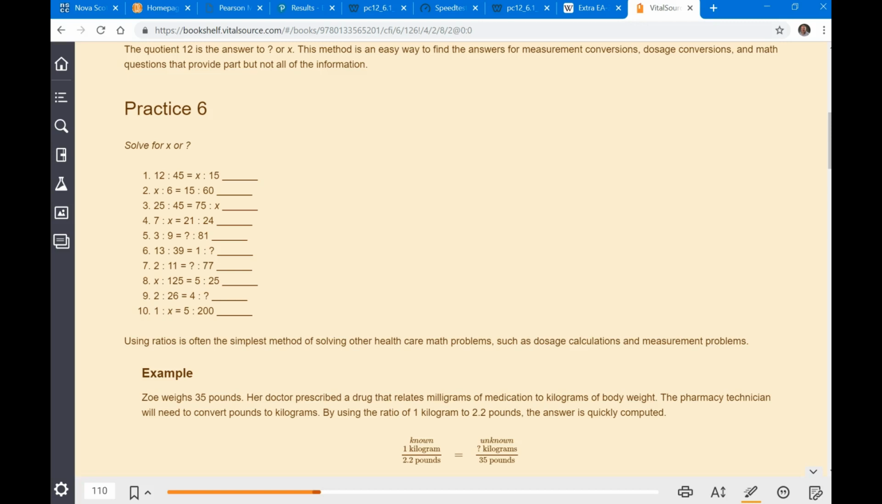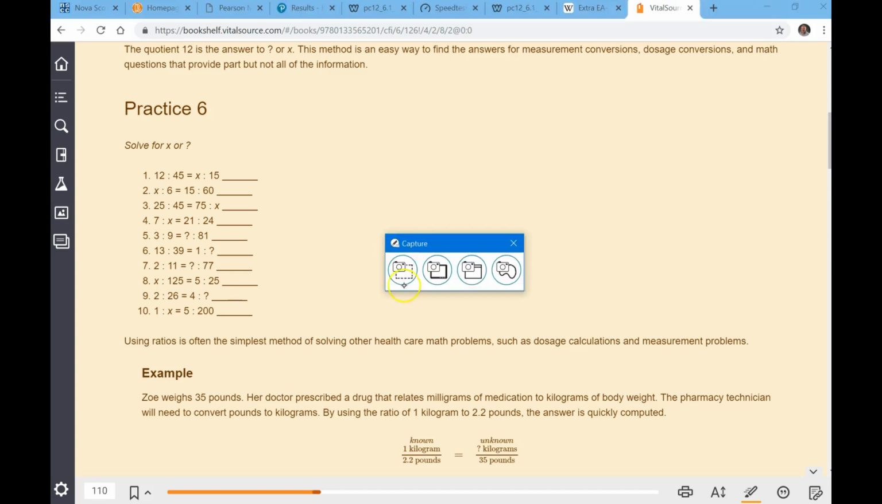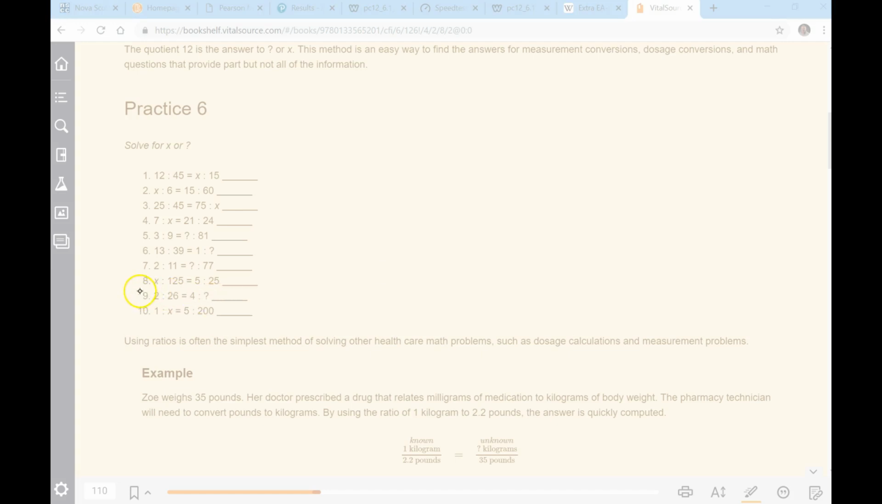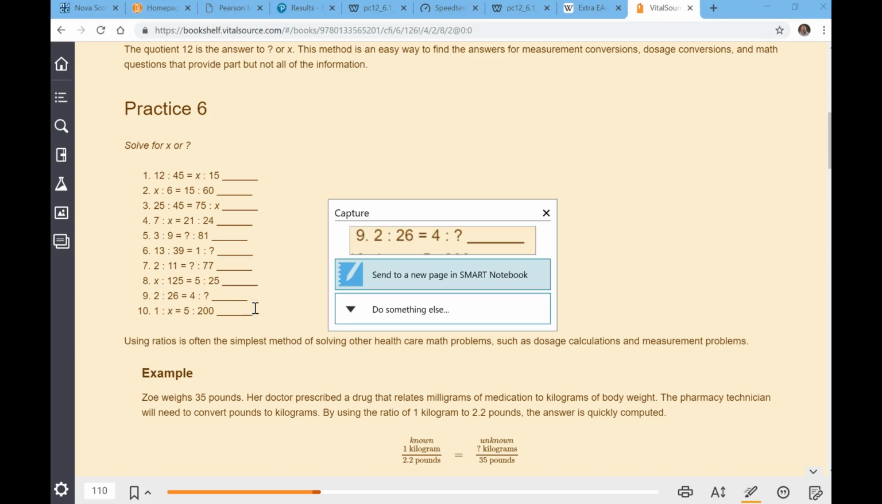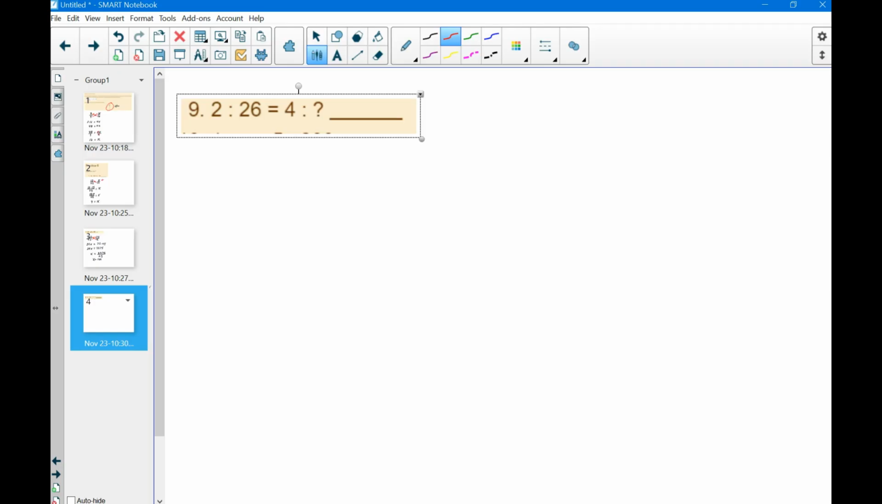Let's try number 9. Trying to trick you here in number 9 because he's throwing a question mark at you, but we know question marks simply mean the x value. So we have 2 over 26.